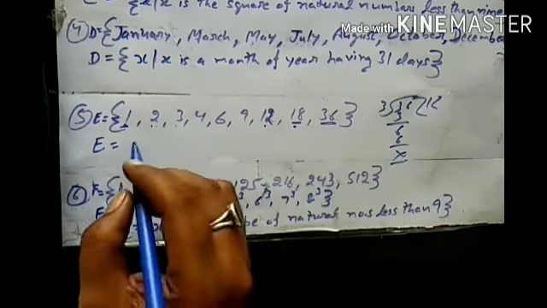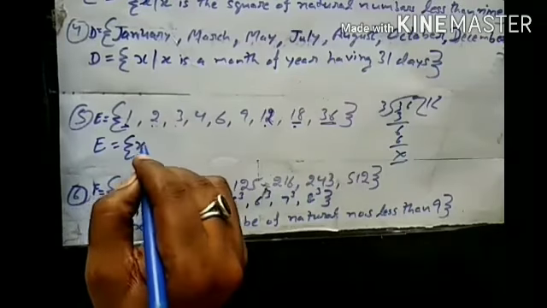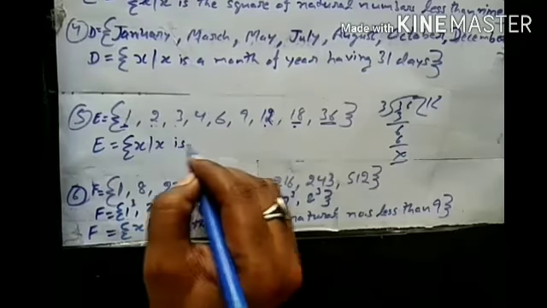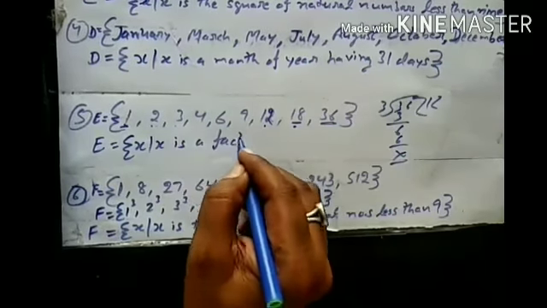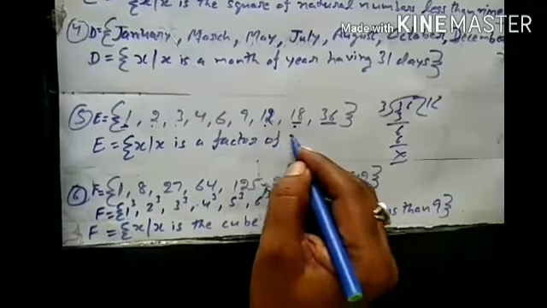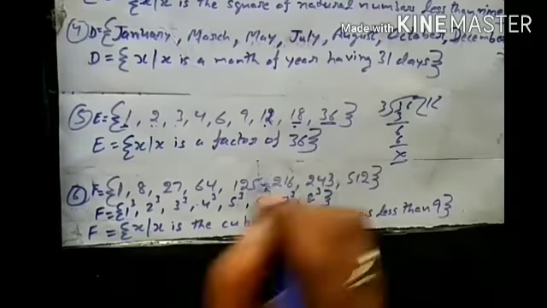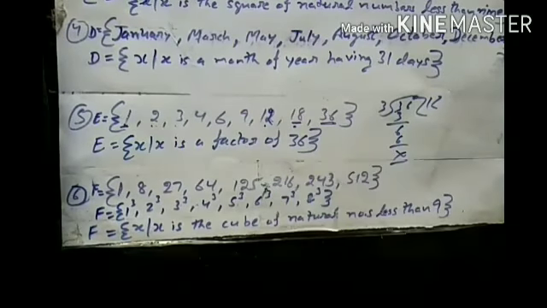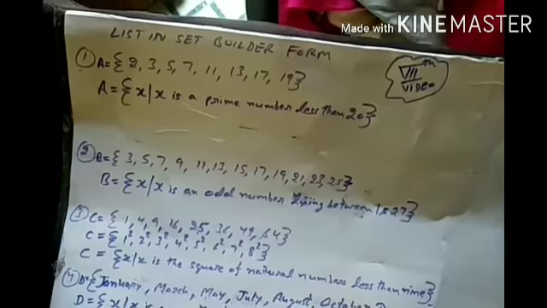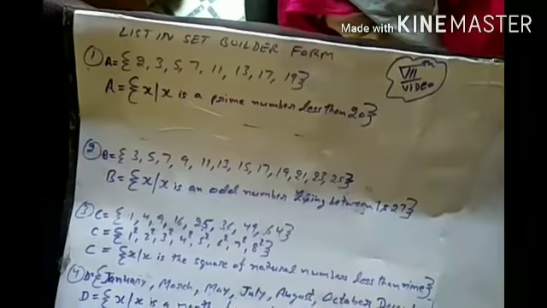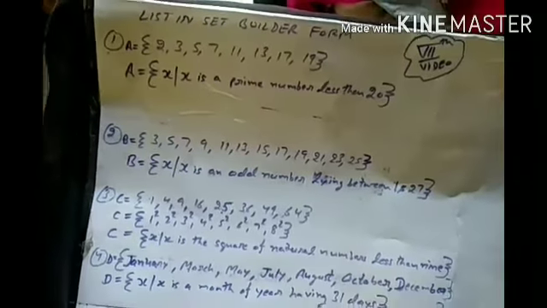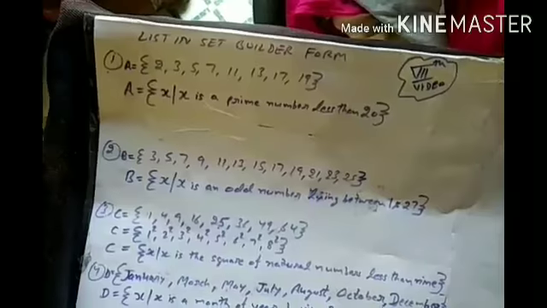So these are all the factors of 36. So I will write x such that x is a factor of 36. Okay, beta. So in this video you have learned the proper way to write the given set in the set builder form.